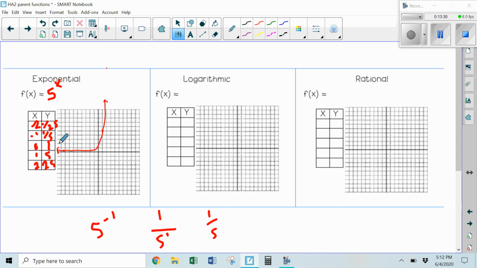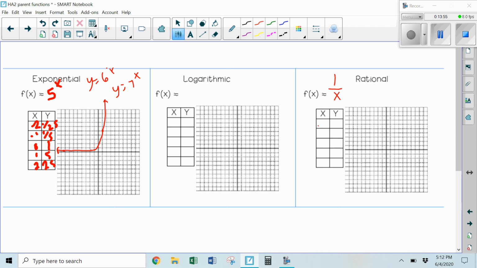Okay. And again, for exponentials, the base can be different. So I could have 5 to the x, I could have a different parent function of 6 to the x or 7 to the x. There's a bunch of different parent functions you could do. We are skipping logarithmic. We are actually going to do rational. So rational is 1 over x.